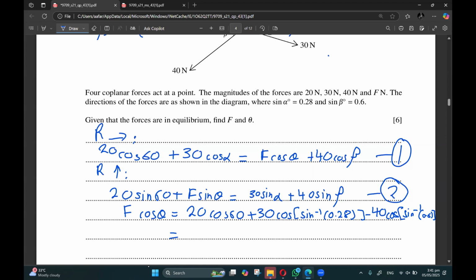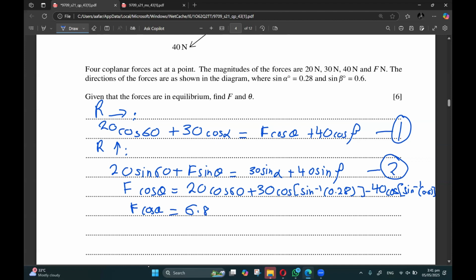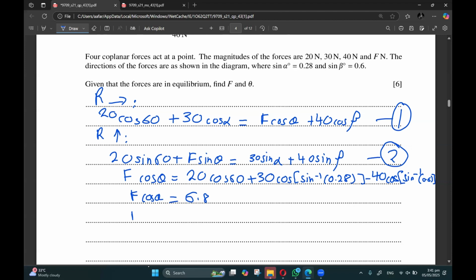So f cos theta, which I am getting, is 6.8. Similarly, f sine theta is equal to 30 sine alpha, which is 0.28, plus 40 sine beta, which is 0.6, minus 20 sine 60. Just calculate this.